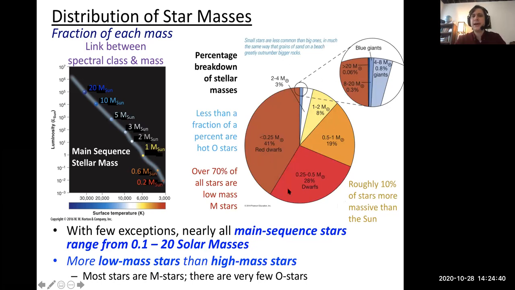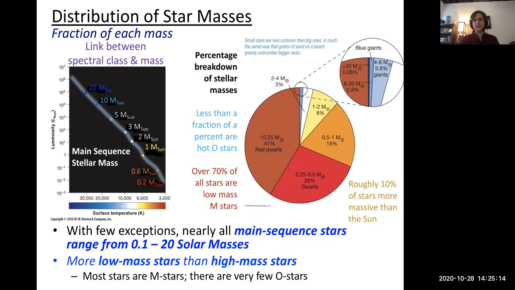And I'm not going to ask you to memorize any of these details, but I want to hit a couple of the highlights. Less than a fraction of a single percent are the hot O-type stars. So our O-type stars and our B-type stars are extraordinarily rare. Very few stars end up being high mass stars. We go to the other end of the spectrum, to our low mass end, our cool end, our M stars, our faint cool M stars, which we now know are low mass. Over 70% of all the stars are low mass M stars.